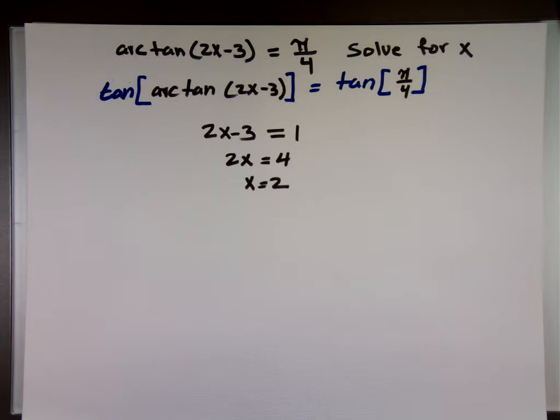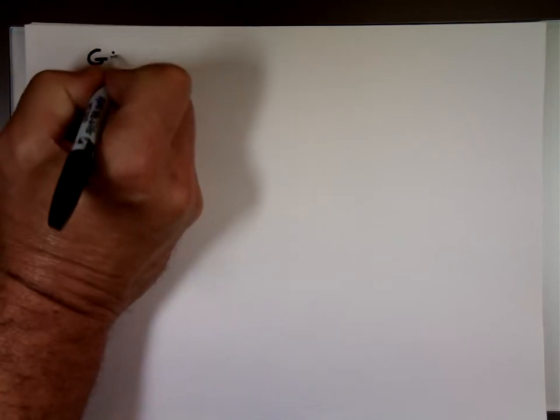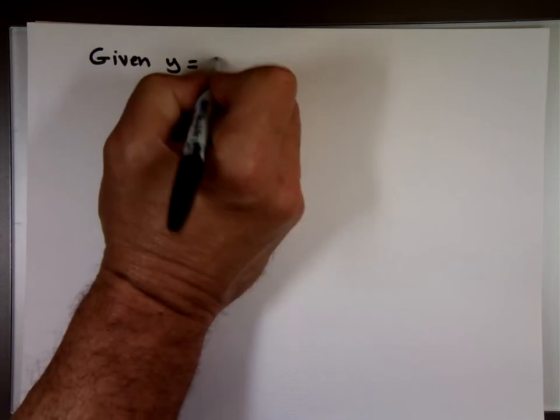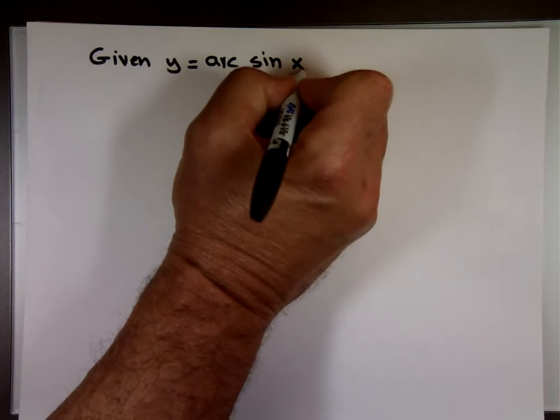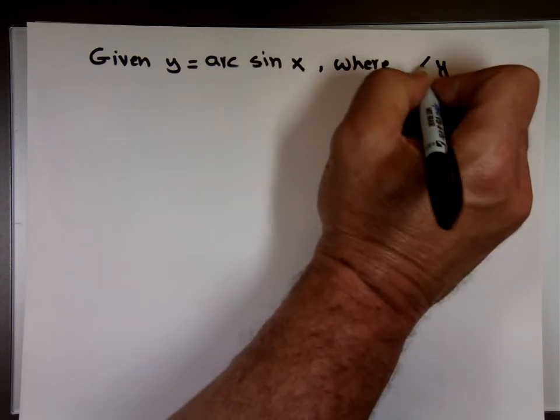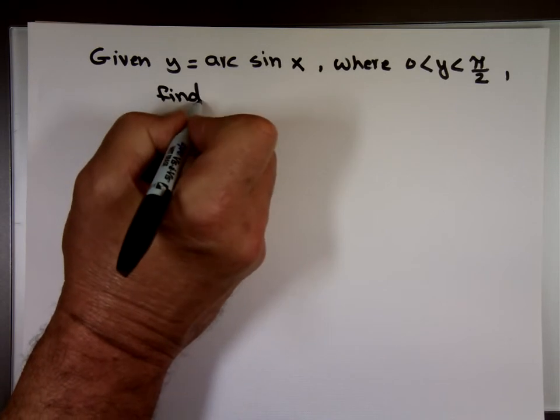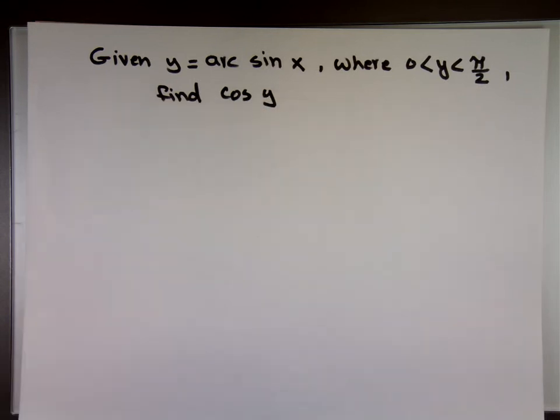Let me try another one. Another crazy one. I'll go to a new sheet with it. I need to save these so I don't forget about them. Given y equals arc sine of x, where y is between 0 and pi over 2, the question: find the cosine of y. Fun stuff. Find the cosine of y.